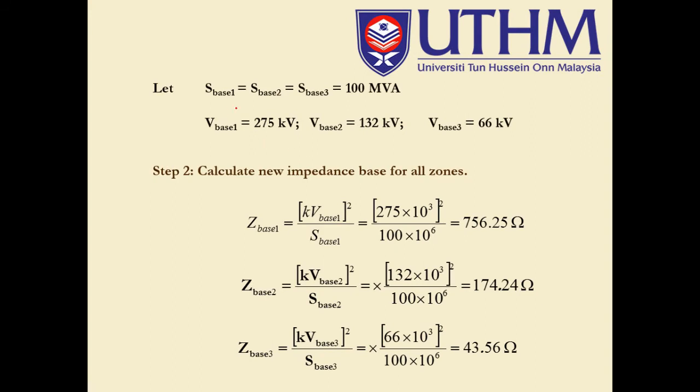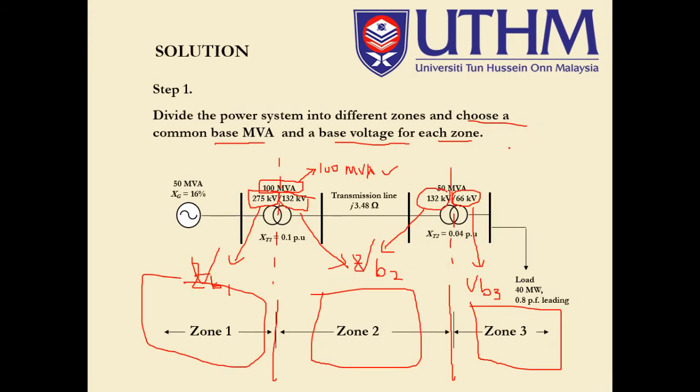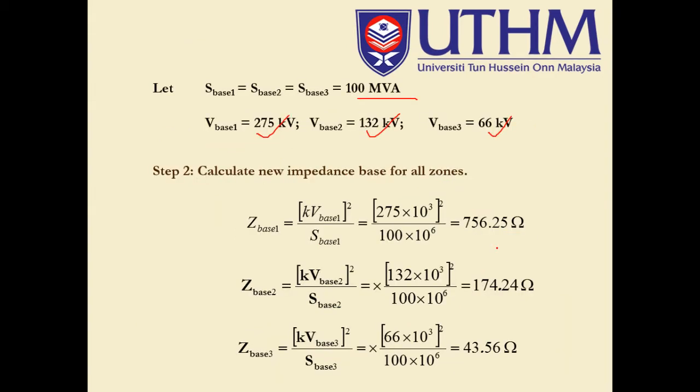So let S base 1 equal S base 2 equal S base 3, 100 MVA. And then VS1, so we have seen this value. We have picked this value, and 66 kV is the selected value in zone number 3. So calculate the new impedance base for all zones.